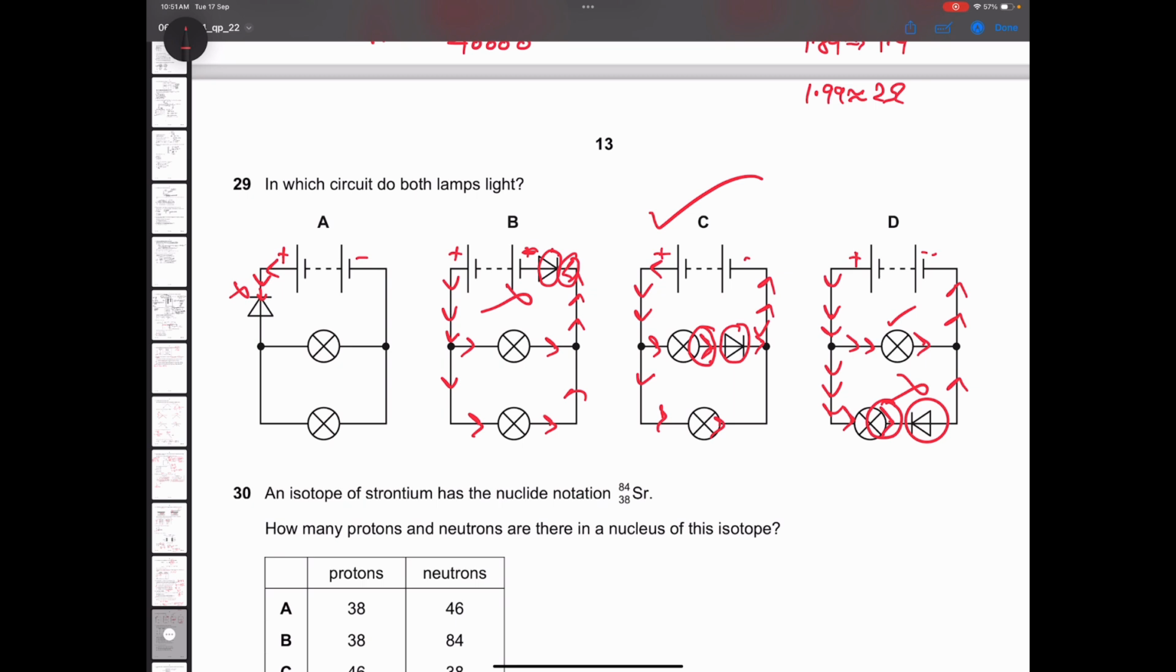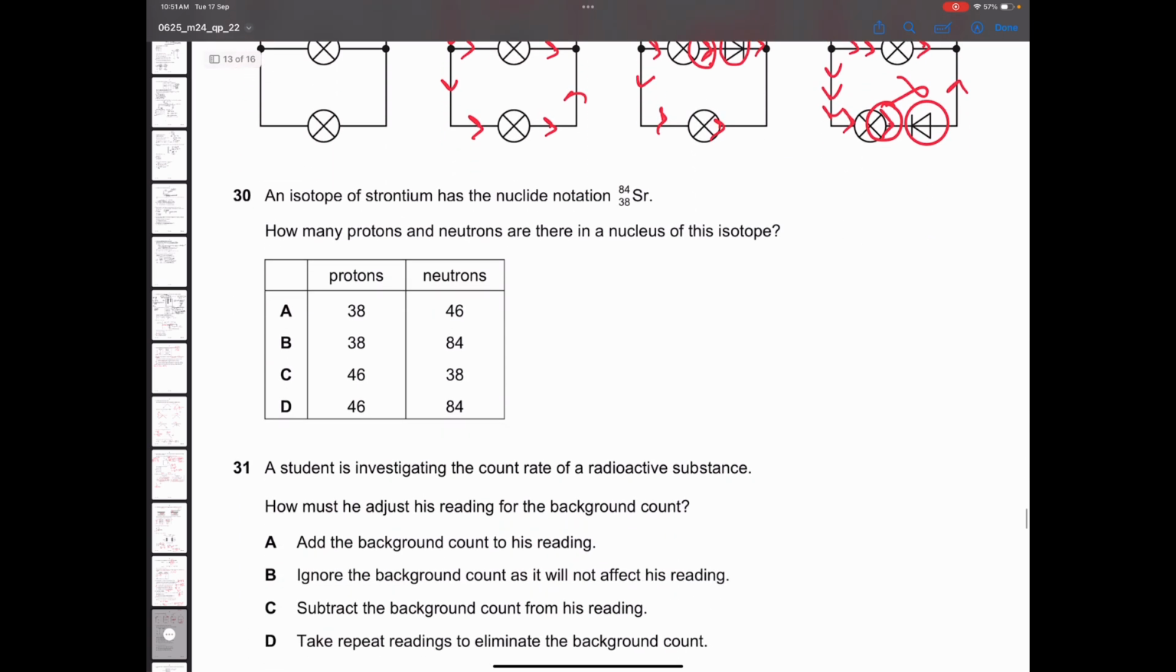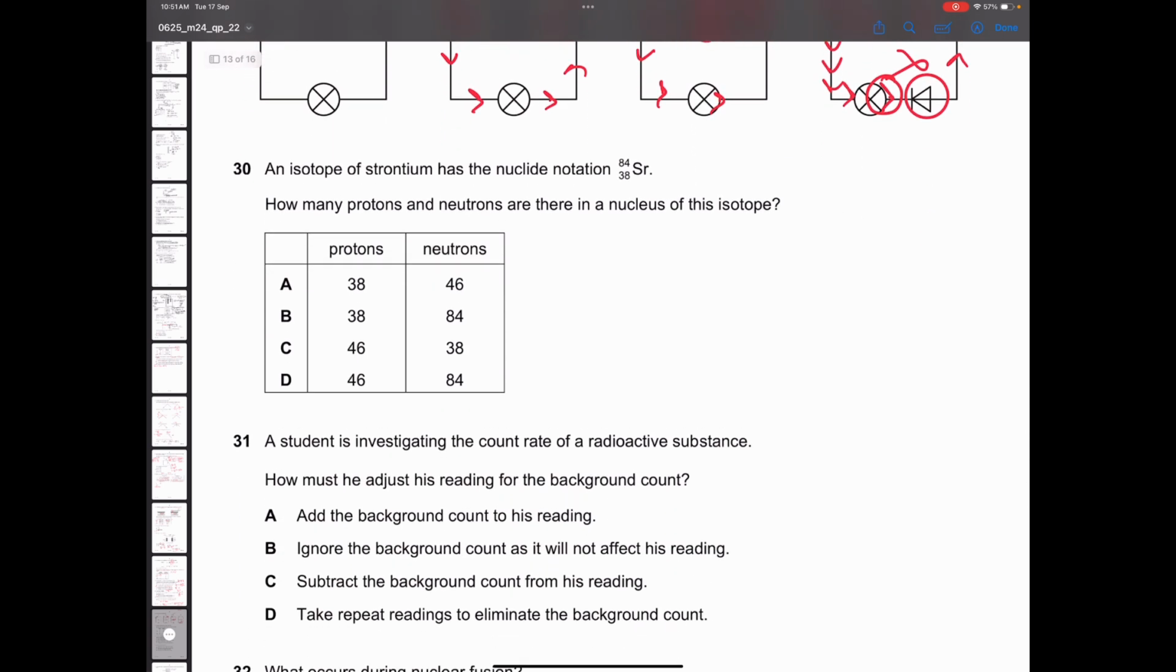Now we are left with our final 10-11 questions. An isotope of strontium has a nuclear notation. Alright, so simply asking protons and neutrons. Protons are 38, neutrons will be 84 minus 38, which is 46. So option number A is correct.